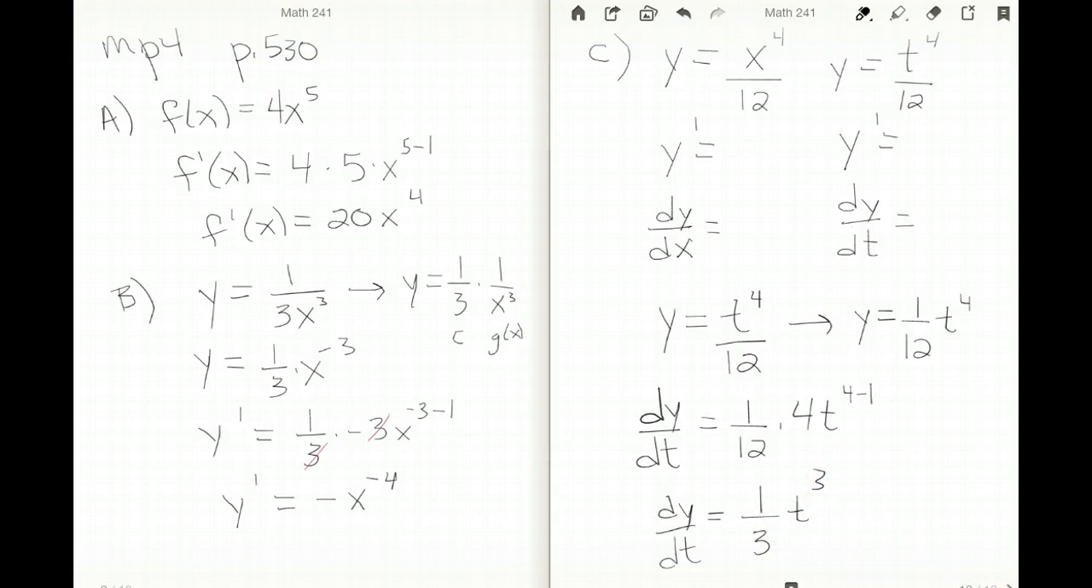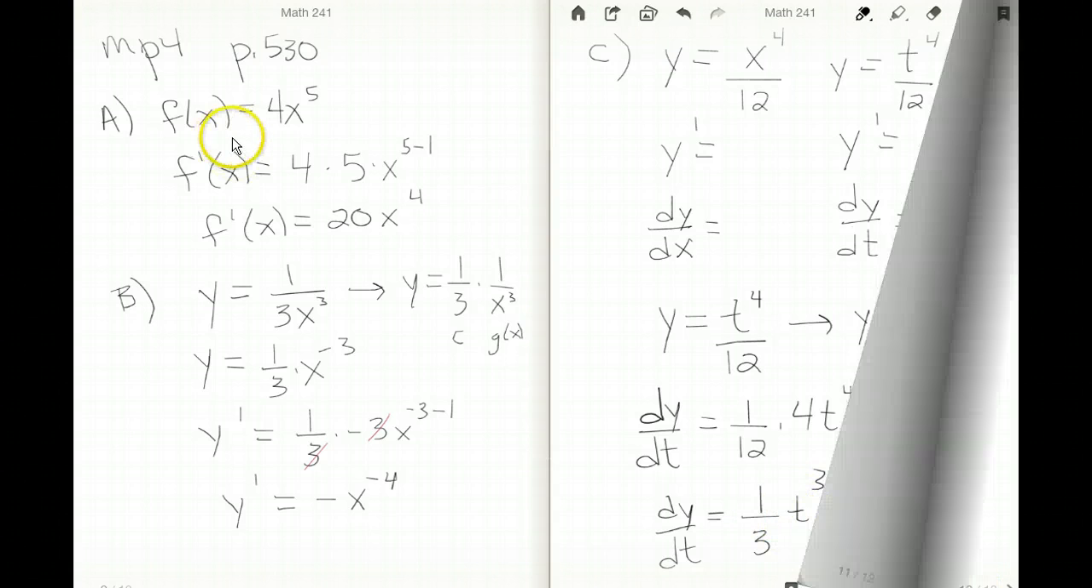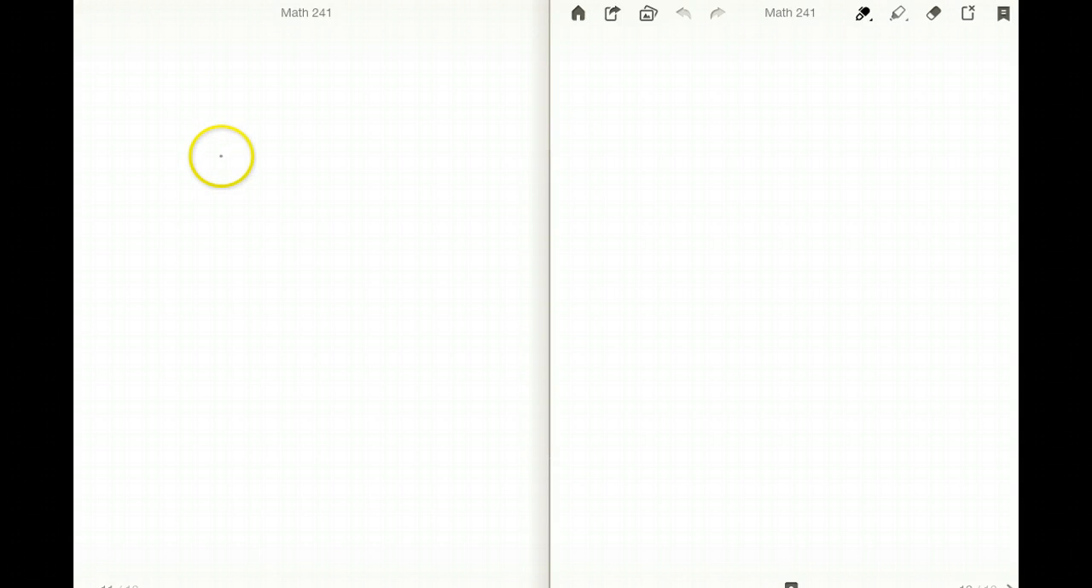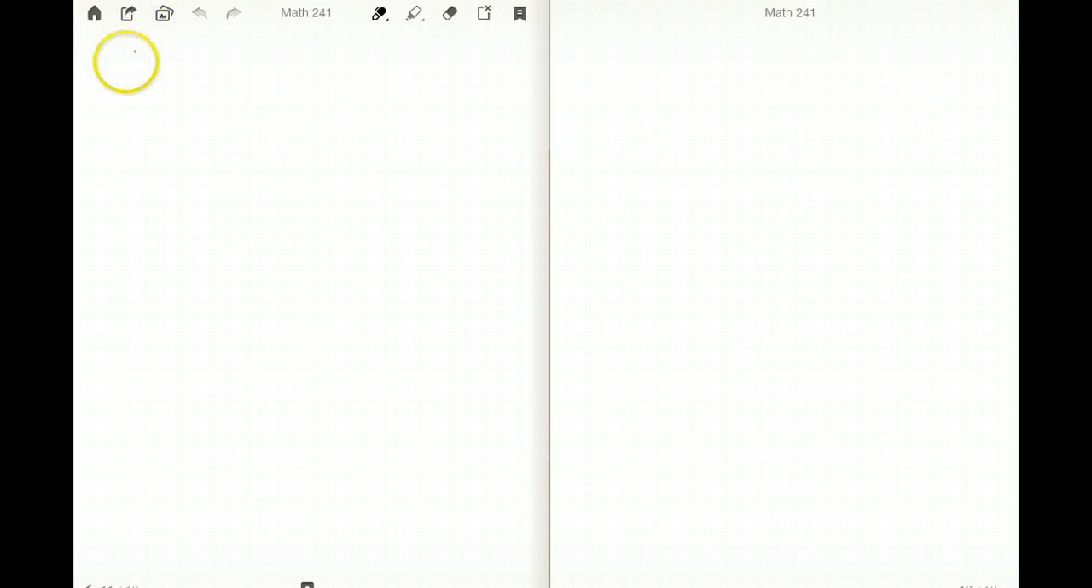Okay, great. The last rule that I wanted to talk to you about is the rule that says if we have more than one term for a function, you just move term by term to take the derivative of the function. This is called the sum and difference property, and this is on page 531 in your textbook. So this is sum and difference.